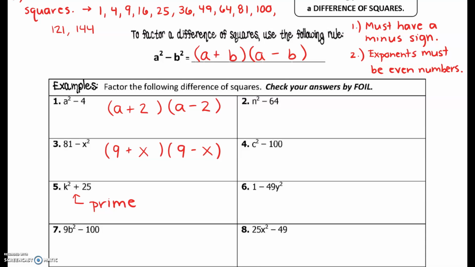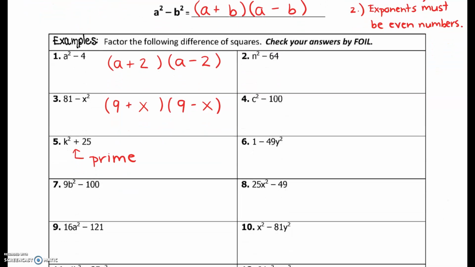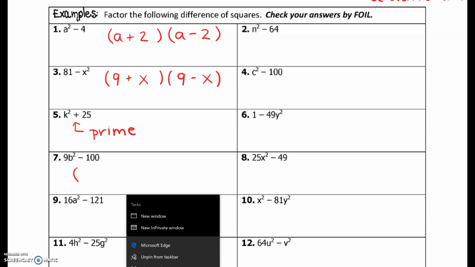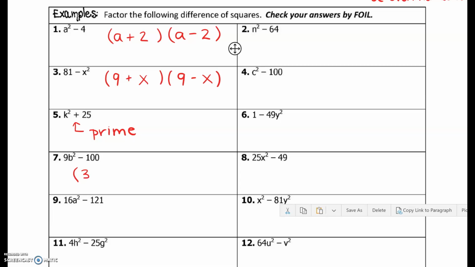Okay, now number 7, continuing along, you see 9 and 100. 9 again is a perfect square. The square root of 9 is 3. So 3, and split the b squared in half. 3b will go first in each one of our parentheses. Then as you take the square root of 100, that would be 10. So 10 will go last in each one of our parentheses. So I'm hoping you're noticing that you're taking the square root of each one of these terms.